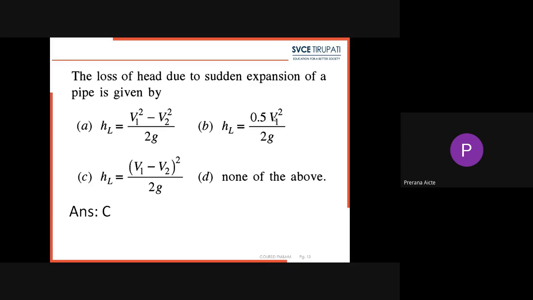So let's discuss some questions regarding flow through pipes. The first one: the loss of head due to sudden expansion of a pipe is given by HL equals (V1 minus V2) whole square by 2g. So this is the equation for head loss due to sudden expansion.